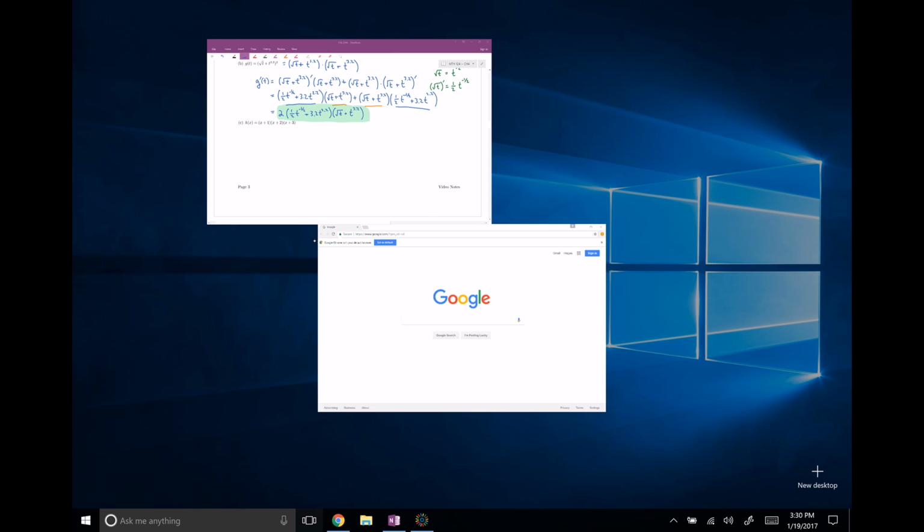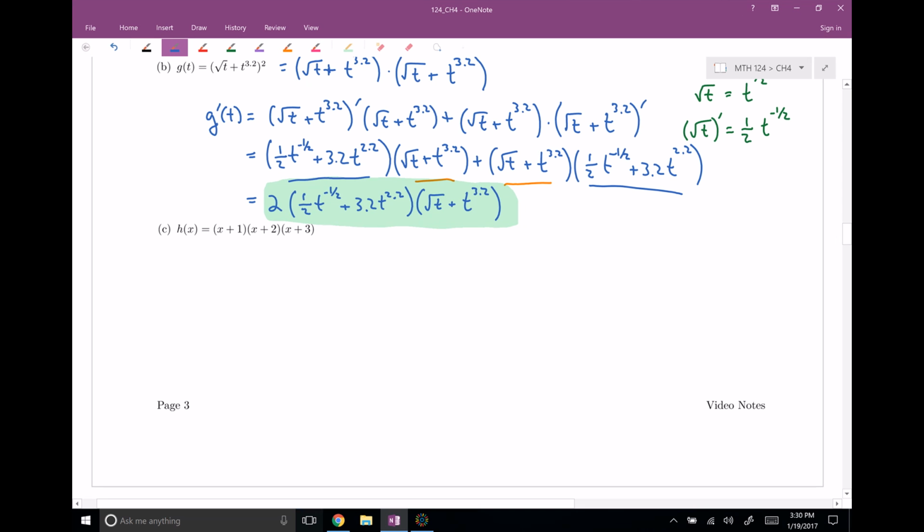So I'm going to take this here, and think about it as if this was x plus 1. That's going to be my first function. And then my second function is going to be x plus 2 times x plus 3. So I'm going to do a little bit of grouping here. So now when I go to apply the product rule, h prime of x, I'm going to do the derivative of the first. And I'm going to start doing this a little bit faster.